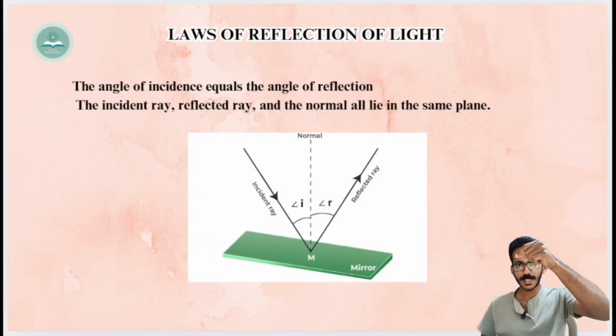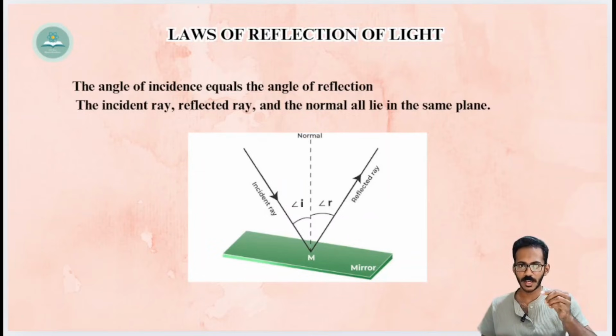And you know, the incident ray will be going and hitting at a particular point on the mirror. It can be anywhere on the mirror. So at that point, we'll draw a straight line, which is called the normal. Normal will always make an angle of 90 degrees with the plane mirror. So now we have the incident ray, the reflected ray, and the normal at the center.